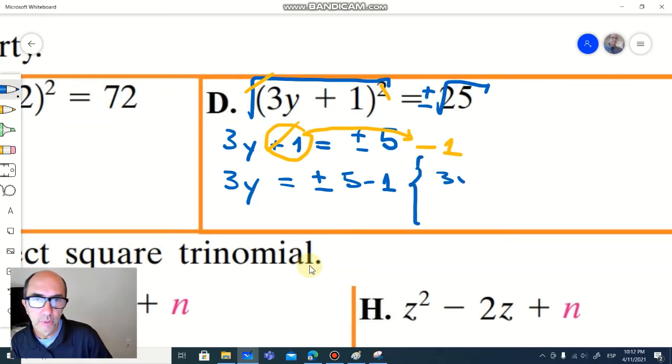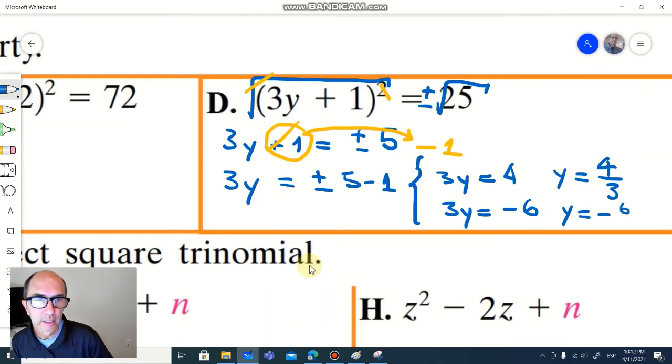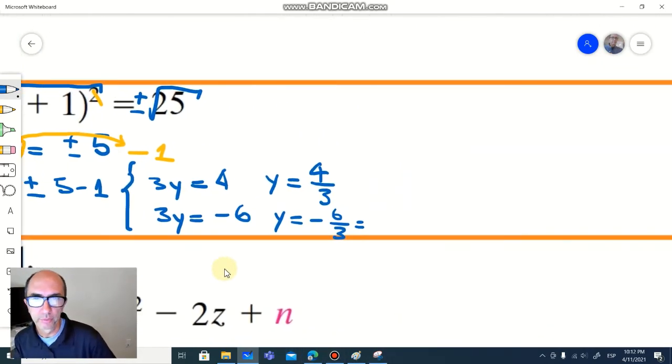One is 3y equals positive 5 minus 1, 4. That means y equals 4 over 3. And the other one is 3y equals negative 5 minus 1, negative 6. And y equals negative 6 over 3, which is negative 2. When you answer this kind of question, you will have two solutions, negative 2 and 4 over 3.